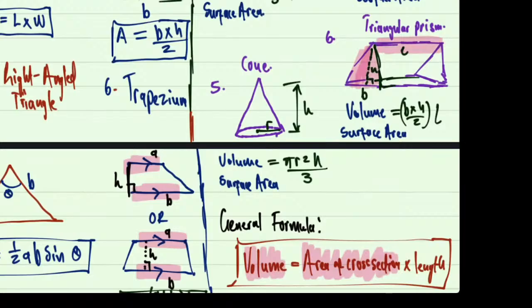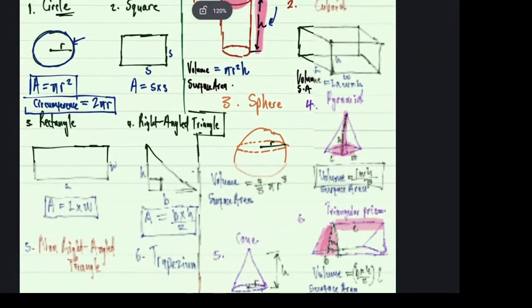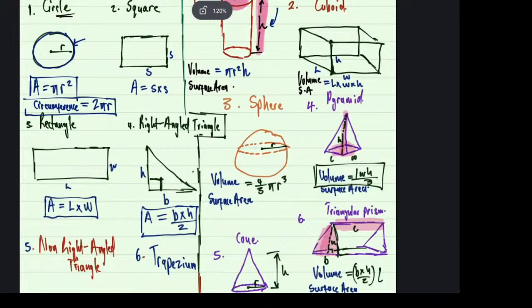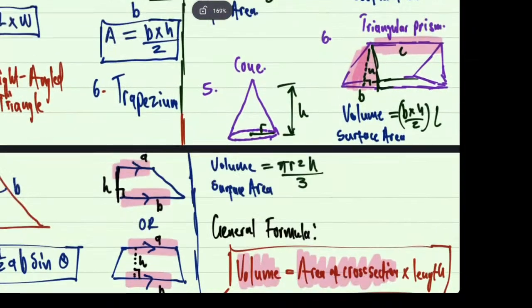So please put volumes here. I'm going to re-explain them to you more and more, but just put the volumes, please. I'll re-explain them. Write them down, everybody. Don't forget for pyramid and for cone, you should divide by 3.